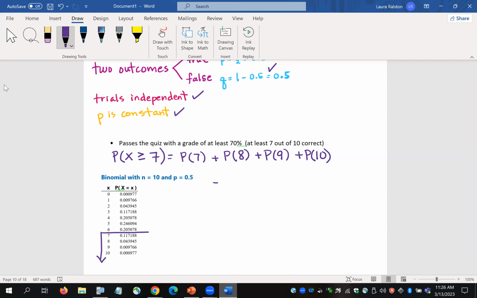And I get a value of 0.171876. So she only has about a 17% chance of passing the quiz if she is truly guessing.